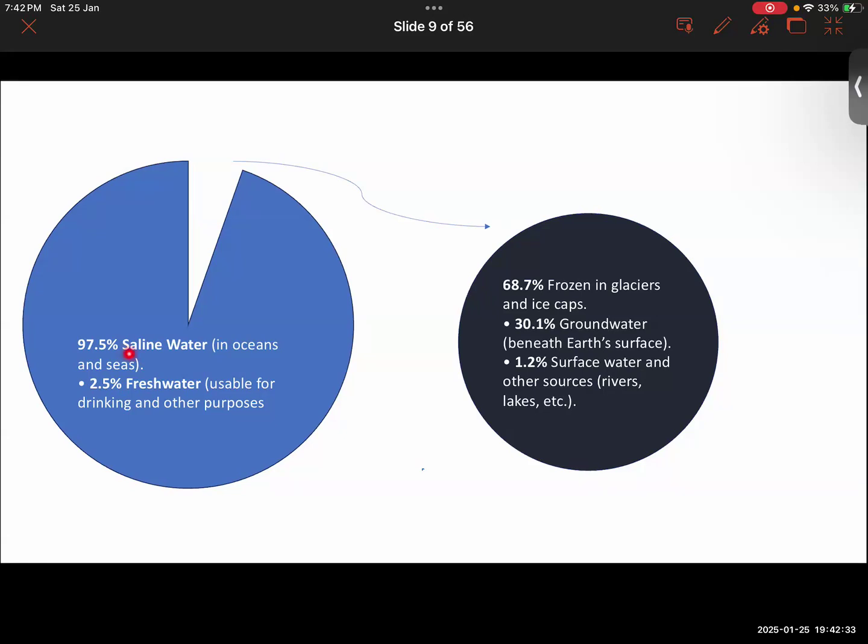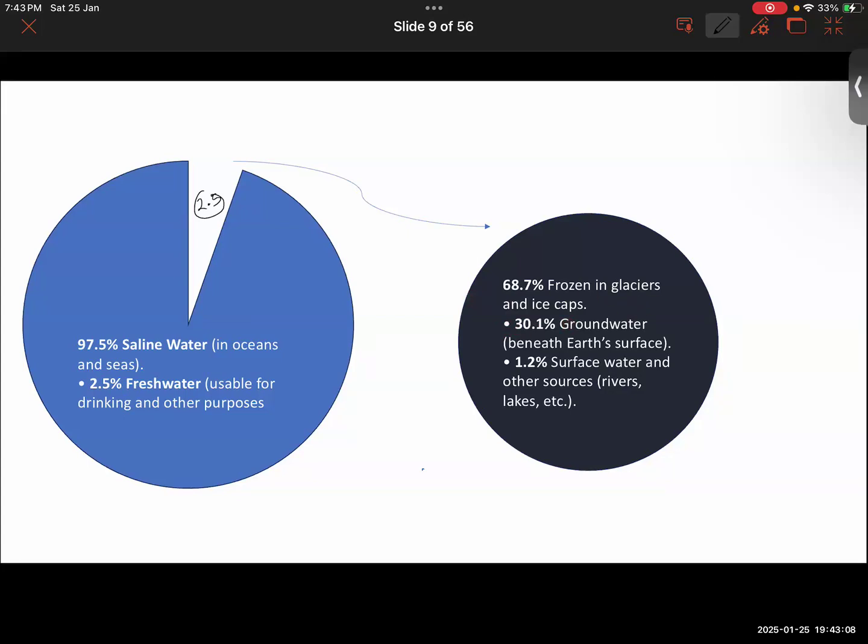So we see that roughly 97.5% is salty water present in the oceans and seas, and it is not fit for our consumption. Fresh water is found mostly in mountains, glaciers, and underground. Exactly, getting it. So the remaining 2.5% is fresh water that is fit for our consumption. We can use it, but out of this 2.5% fresh water, 68.7% is frozen in the glaciers and ice caps. So we cannot access it now.